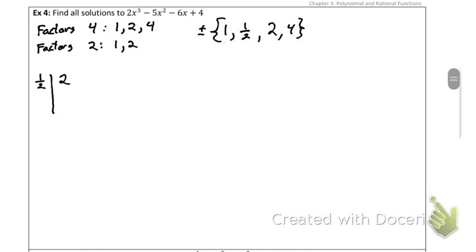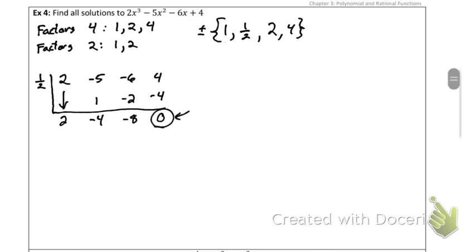So we have 2x cubed, a -5, a -6, and a 4. Carry down that 2. 1/2 times 2 is 1. -5 plus 1 is -4. 1/2 of -4 is -2. -6 minus 2 is -8. Oh, crazy. The one I picked worked. What are the chances I randomly did that? All right, so that is, in fact, one of our factors.